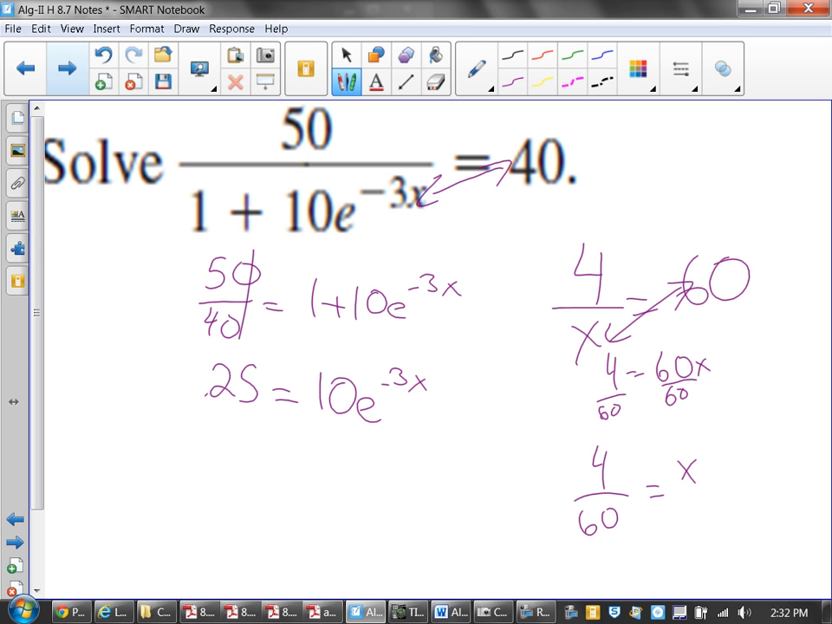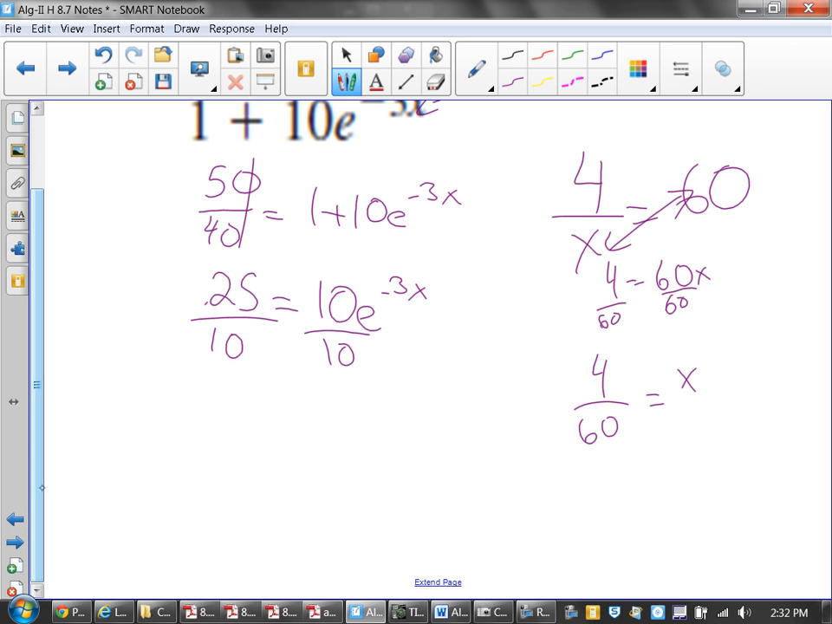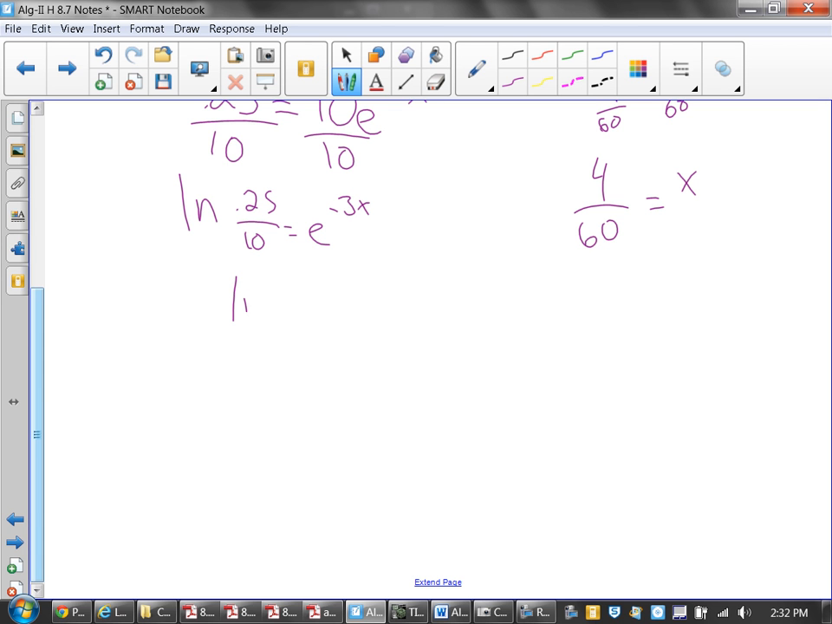You've got to divide by 10 first. Because now when I divide by 10, I have 0.25 over 10 is e to the negative 3x. Now what do I do? Now you natural log it. Remember, in order to undo e, you have to natural log. So you undo e with the natural log, and you're going to get the natural log of some crummy looking fraction, 1 over 40. And then what do you have to do? Divide by negative 3.